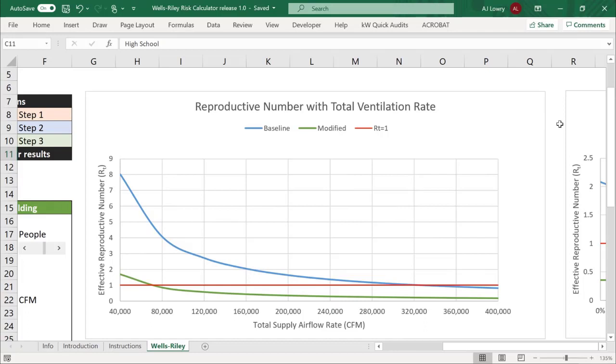The first demonstrates the change in effective reproductive number with respect to the total ventilation rate for both the baseline and modified buildings. In the base case, an RT value of 1 cannot reasonably be achieved and additional action is needed. In the modified case, the risk of infection is reasonably low at the existing ventilation rate.